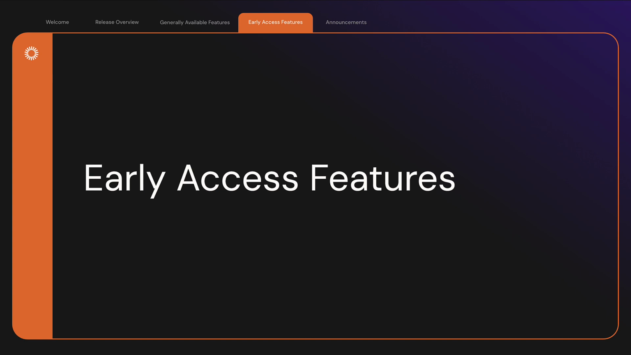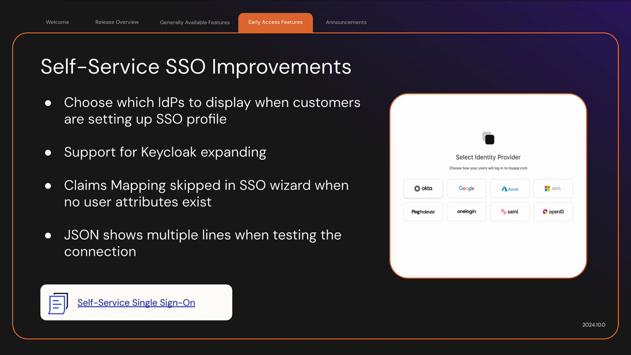Let's wrap up with a look at early access features. The following updates have been made to self-service SSO. Tenant admins now have the ability to choose which identity providers to display when their customers are setting up an SSO profile through the setup wizard, making the entire process more efficient and customizable. We've added support for Keycloak, expanding the available identity providers. When no user attributes exist in the SSO profile, we skip the claims mapping instructions in the SSO wizard. When testing the connection, the JSON has been formatted to show on multiple lines.